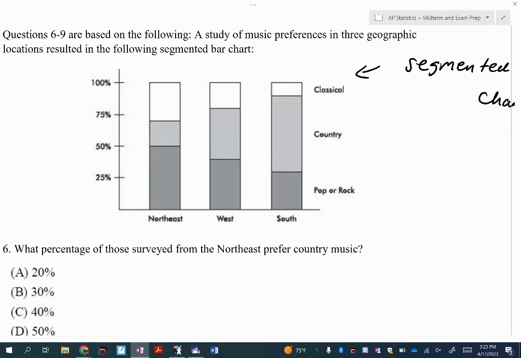What percentage in that same region are preferring country? I'd say just shy of it though, because that's 50. It doesn't make it to 75. I'd say it's more like 20 to 23%, 22%. So you just look at that distance. And then whatever's left would be for classical, probably just over 25, like 27, 28. Everybody good? That's how you read those.